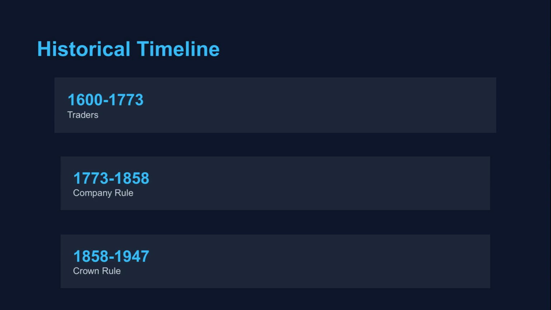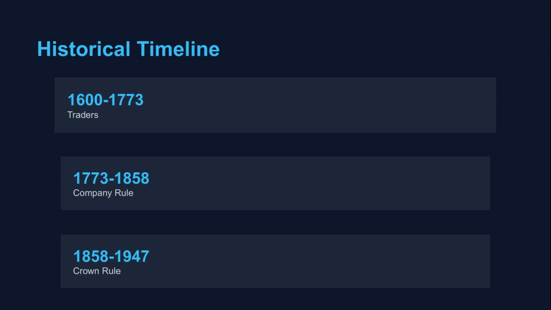First phase, 1600 to 1773, traders. The British came to India as traders through the East India Company, which had an exclusive trading charter from Queen Elizabeth I. They established trading posts but had no political power. Second phase, 1773 to 1858, Company rule. Beginning with the Regulating Act of 1773, the company gradually transformed from traders into administrators and rulers. This 85-year period saw multiple constitutional reforms.